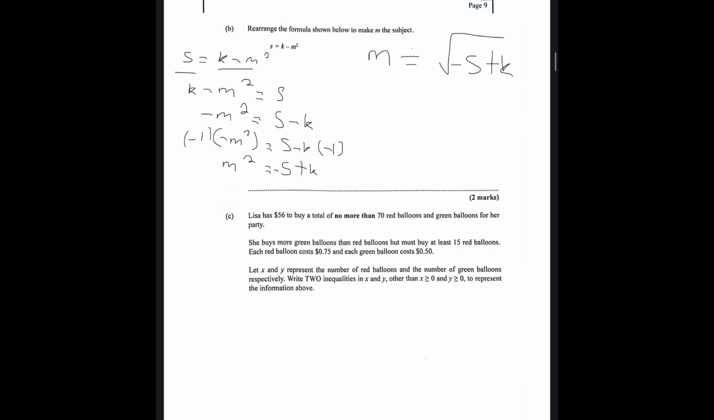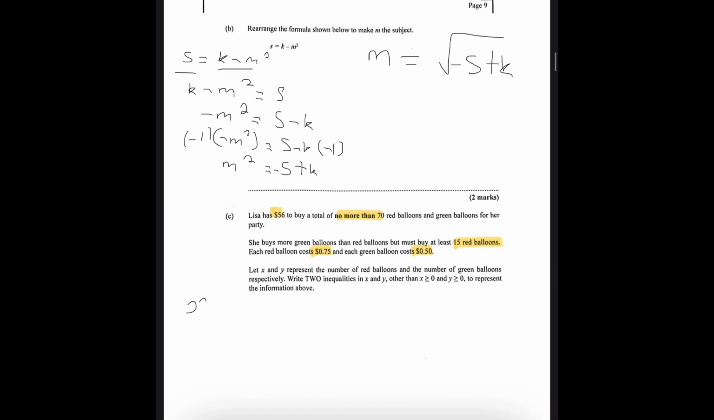C says that Lisa has $56 to buy balloons for her party. They're telling us that she will buy no more than 70 balloons. They also told us the cost of one balloon for each color. She will buy more green balloons than red balloons, but she will buy at least 15 red balloons. They want us to write inequalities to represent this statement.